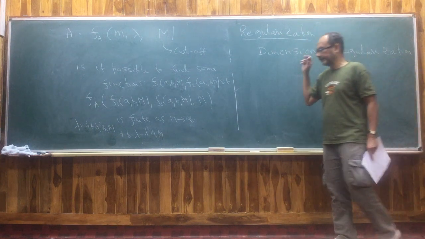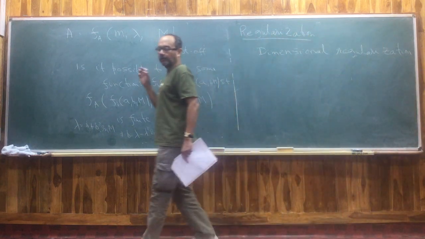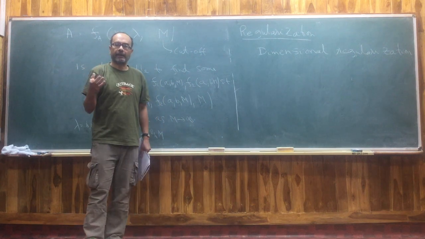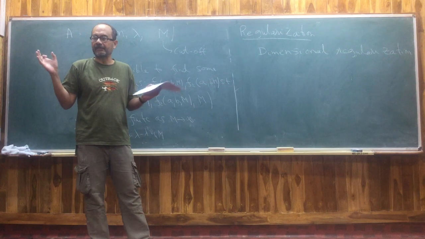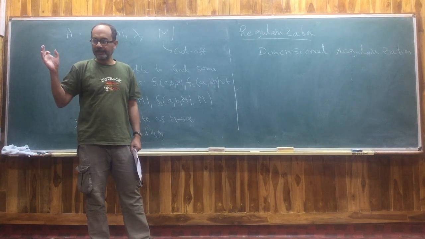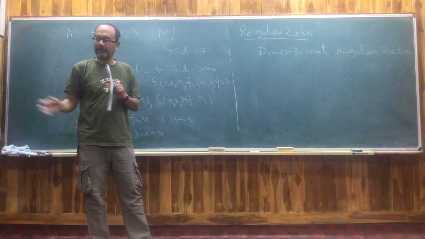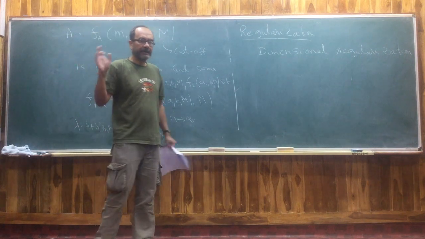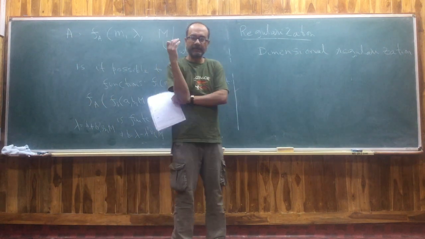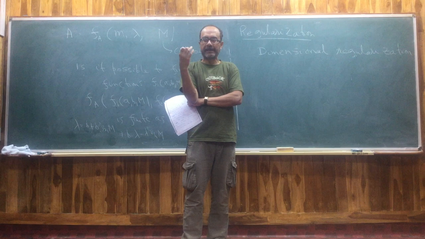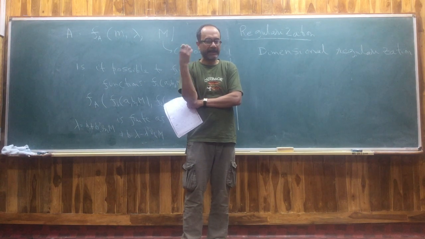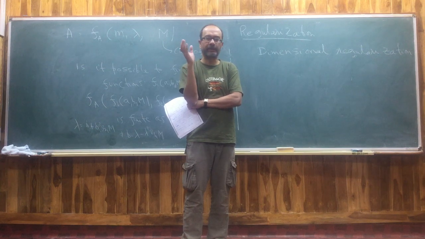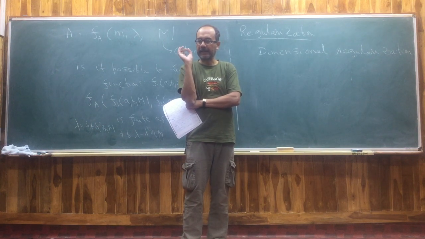Okay, and I'll explain what. So let me remind you again, what was the purpose of regularization? The purpose of regularization was first to make the integrals finite. We make the integrals finite by putting some kind of cutoff, then do our manipulations, and after you have expressed m and lambda in terms of finite parameters, at the end we take the regulator to infinity. That was the goal.